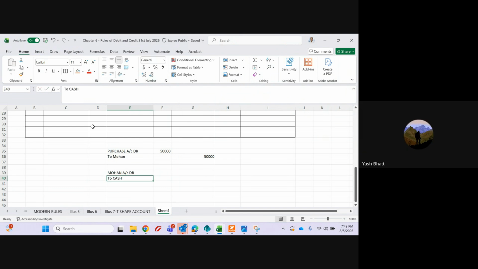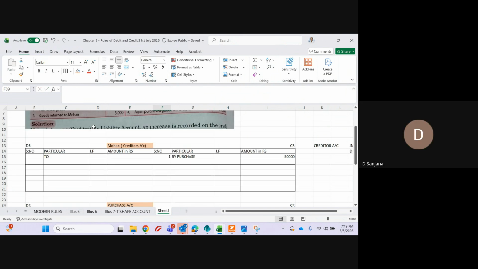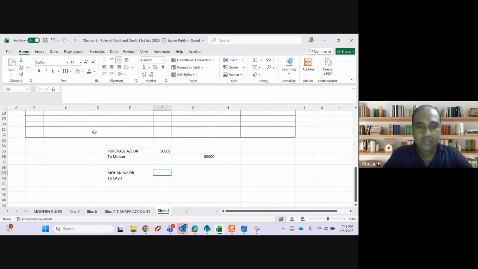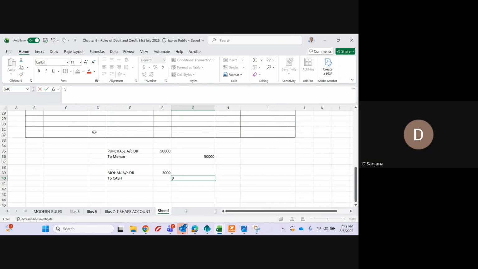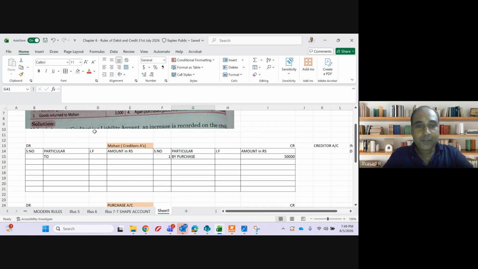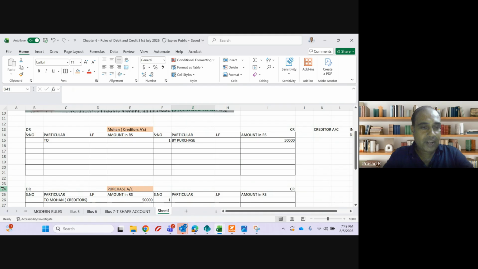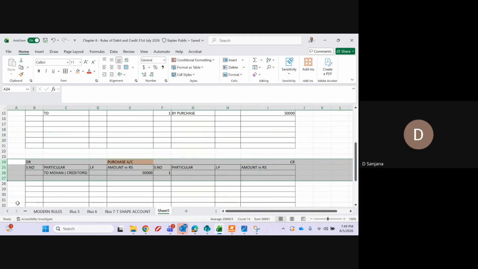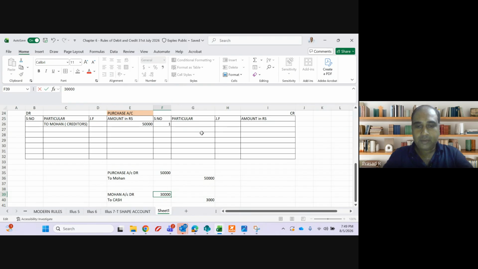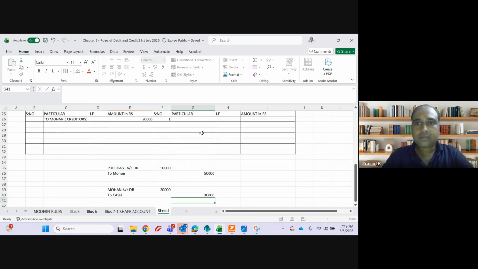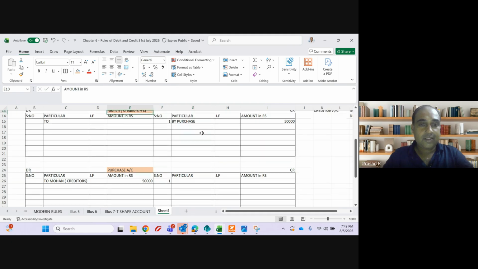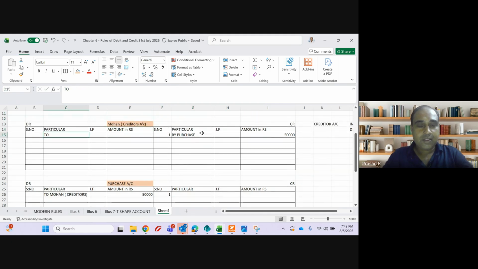Mohan account debit to cash account. To cash, how much? 30,000. Now, Mohan account is the top account. Sir, the amount is 30,000. Okay, 30,000. Now you can see Mohan account debit. This Mohan account debit to cash, in the debit side I should write or credit side? Debit side.